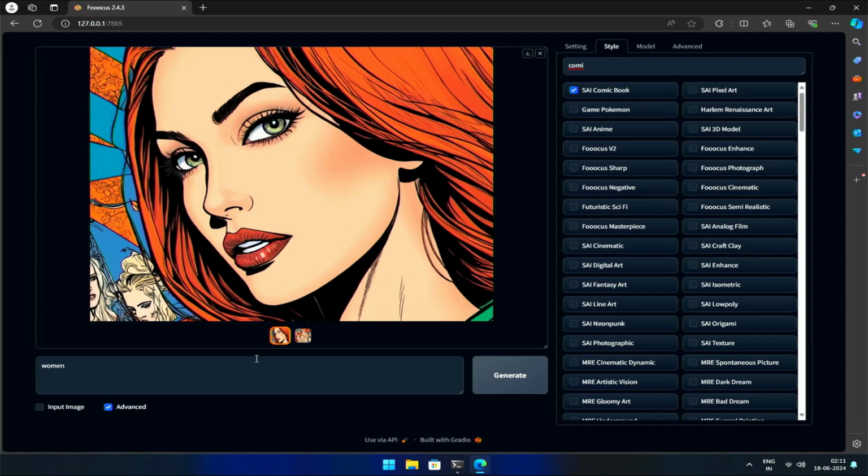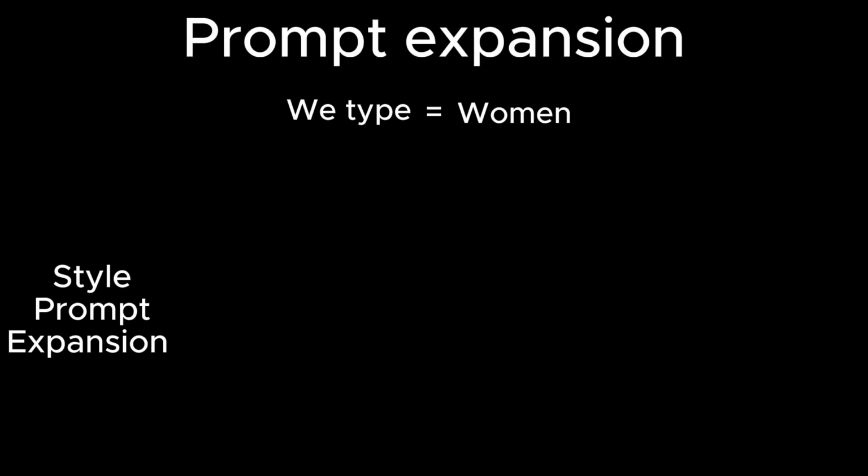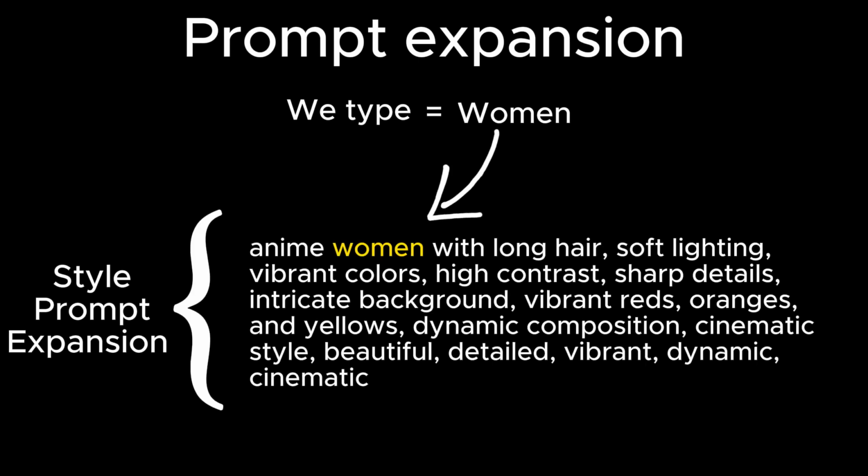You might be wondering, how does this even work? Well, it's actually quite straightforward. Fooocus uses a technique called prompt expansion, which takes the prompt you enter and adds some additional keywords to it. But where did these extra keywords come from to enhance the results? Let's dive in and find out.